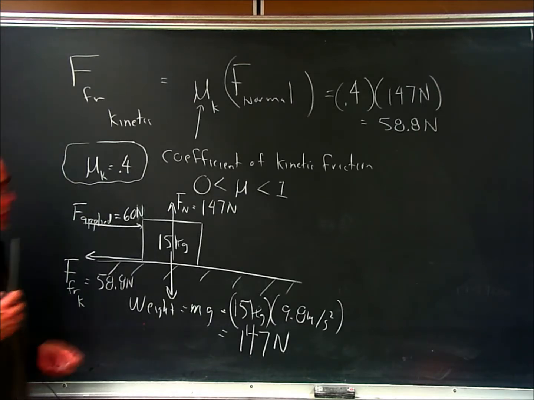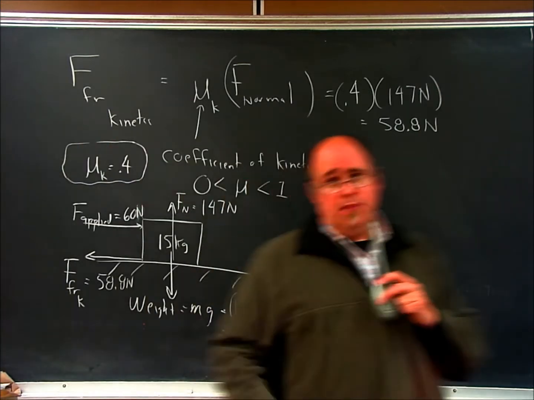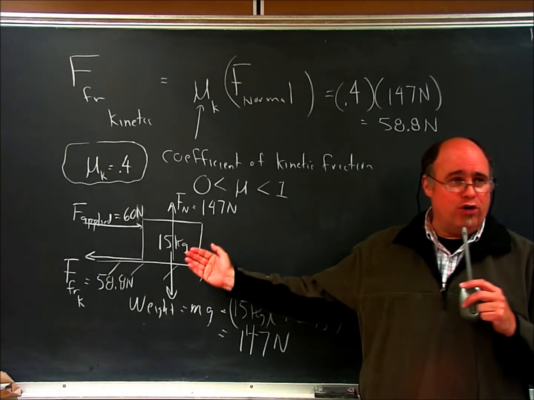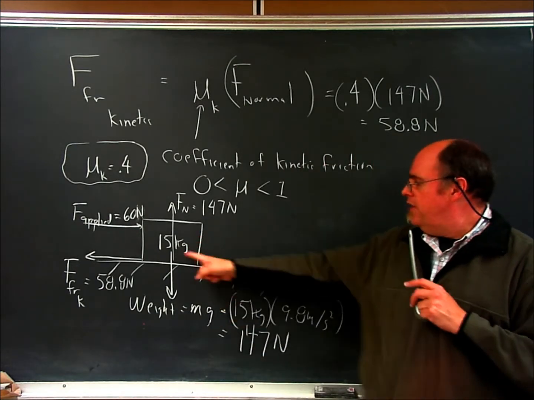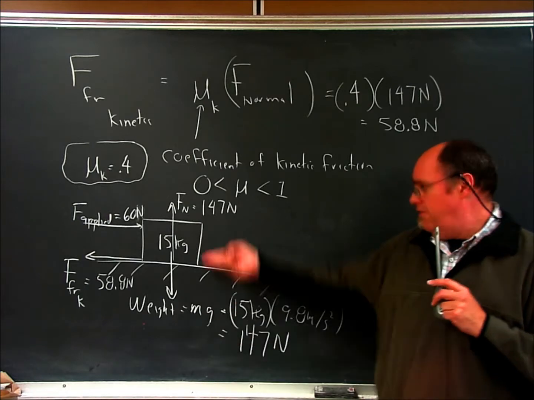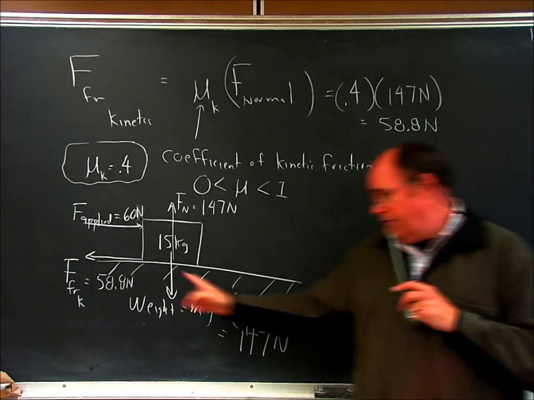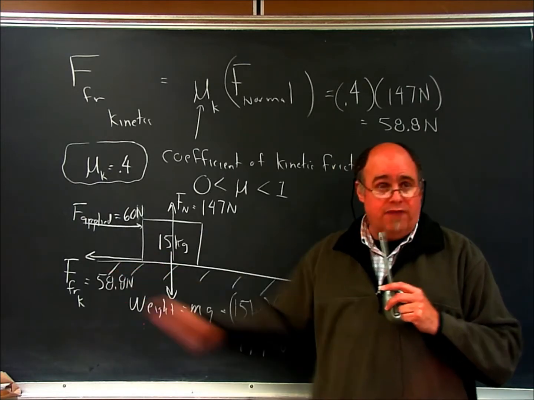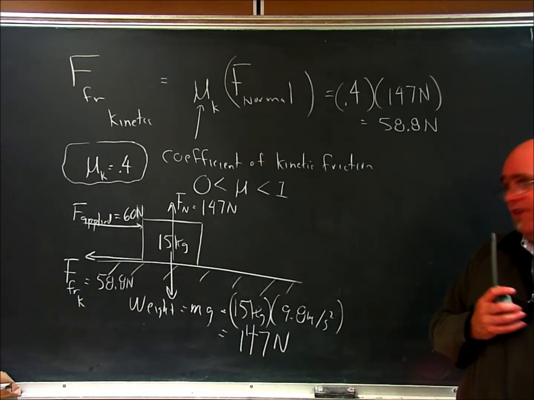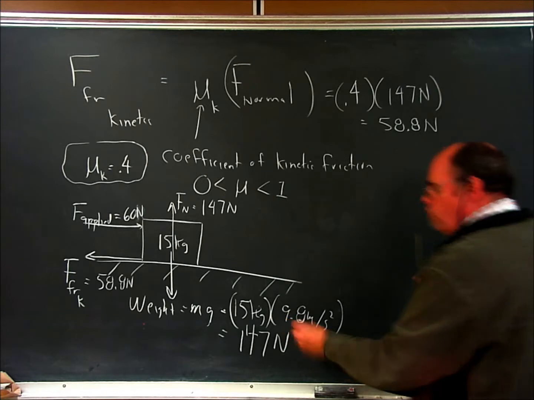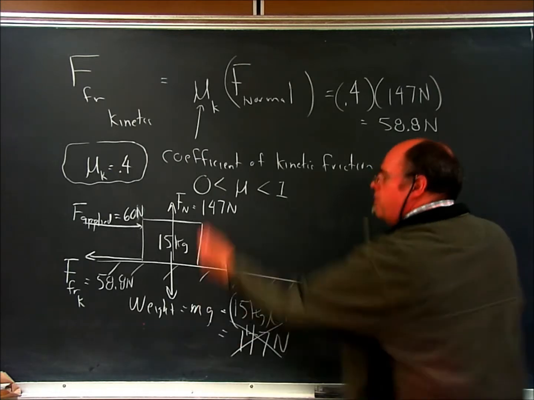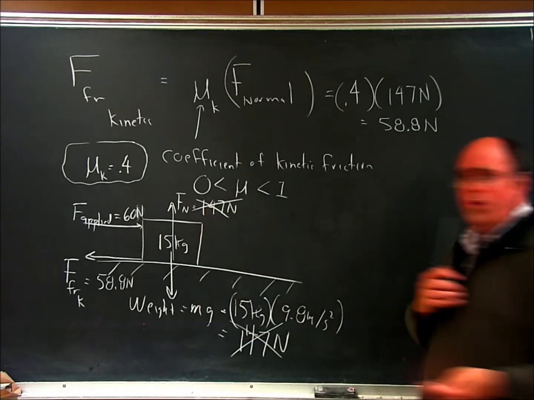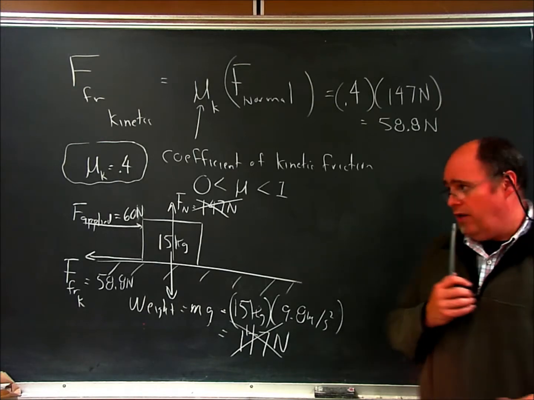Okay, so one of the things we talked about in the beginning of Chapter 4 is draw a free body diagram and show every force acting on it. So I have the force of weight going down, I have the force normal going straight up, I have the force applied going to the right, and I have a force of friction going to the left. And we should simplify those if we can. So the force of weight is going down with 147, and the force normal is going up at 147. They will cancel each other out.